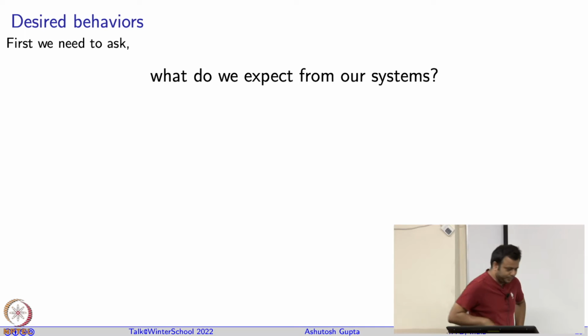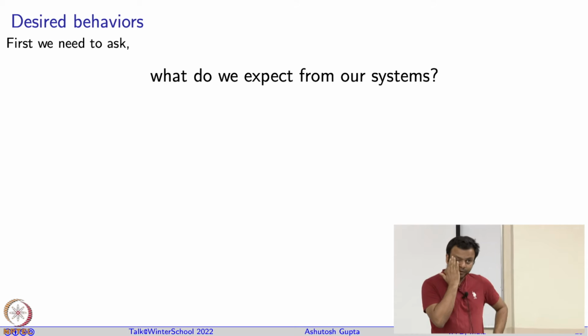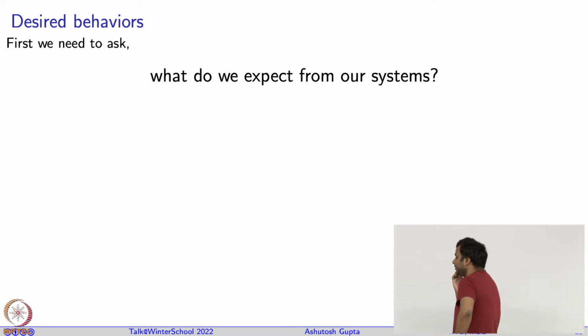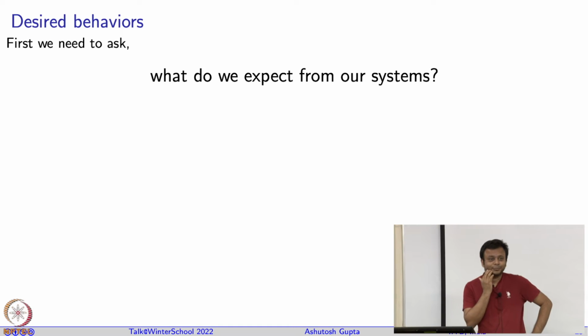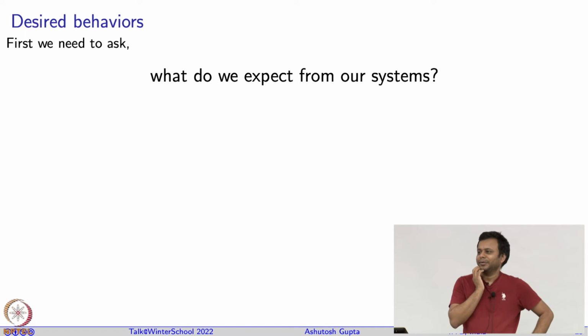So the one important bit is intent. What do we expect from our system? What do we want? That is the question. Because one thing is for sure, a rocket must not explode. What else do we want from a rocket? Put a satellite in the orbit. Okay, that's another. Is there anything else you want the rocket not to do or to do?